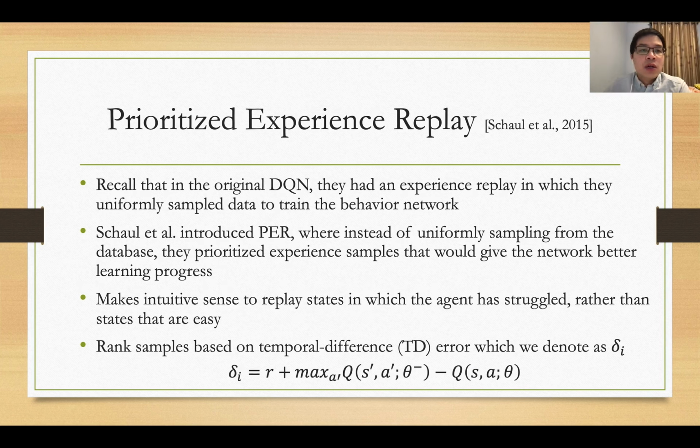So in 2015, Schaul and his co-authors introduced prioritized experience replay. Recall that in the original DQN, they had an experience replay in which they uniformly sampled data to train the behavior network. Schaul and his co-authors introduced PER, where instead of uniformly sampling from the database, they prioritized the experience samples that would give the network better learning progress. Intuitively, it makes a lot of sense to replay states in which the agent has struggled, rather than states the agent finds easy. To determine which experiences to replay, they rank samples based on the temporal difference, or TD error, which we denote as delta. The TD error is simply the difference between the target and our behavior network.